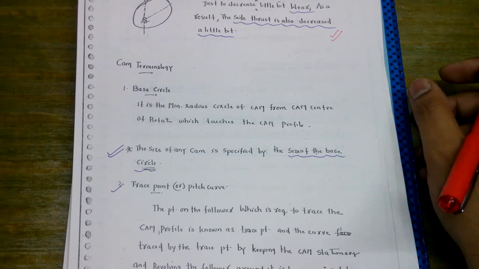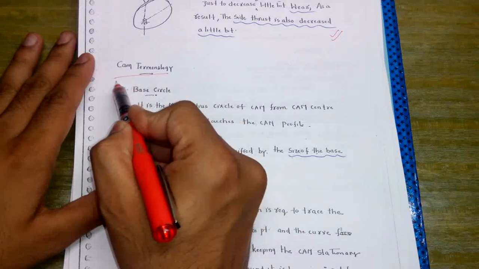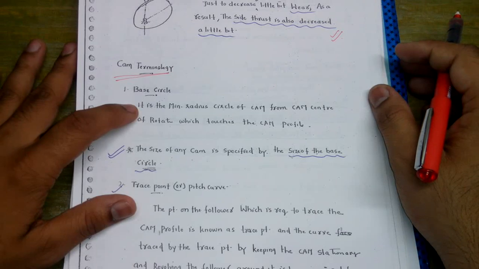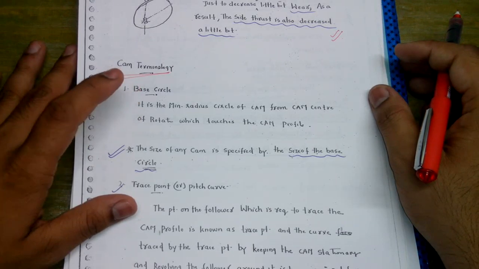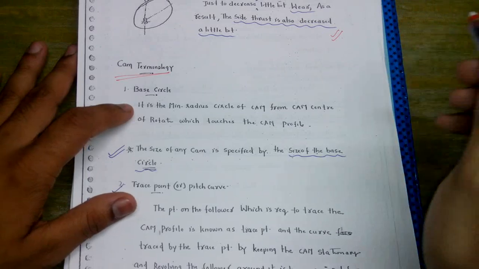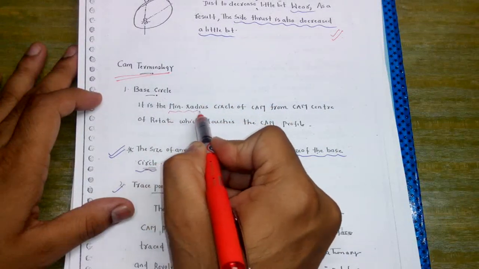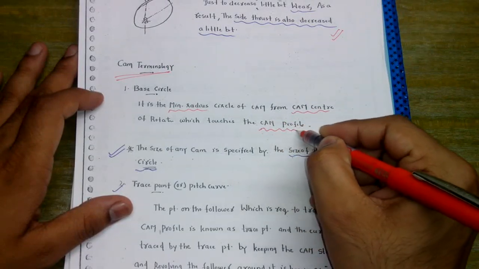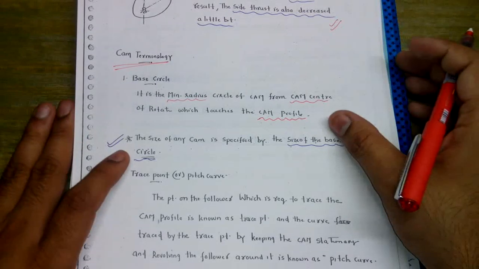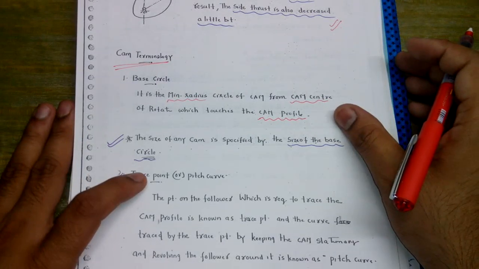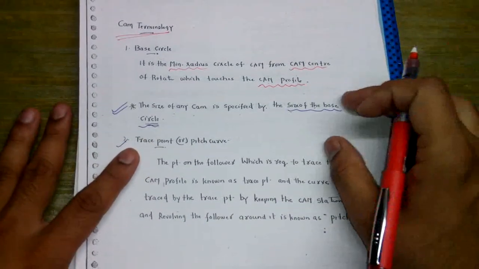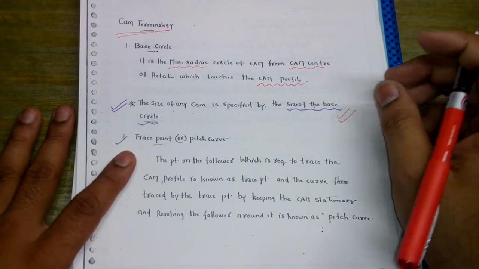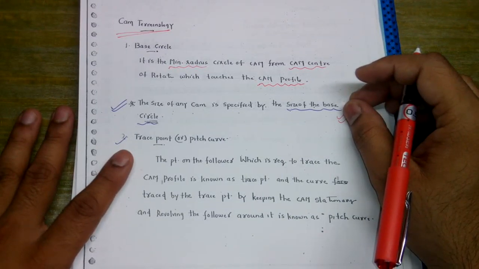Now we come to the important terminologies which are used in the cam chapter. The first is the base circle. The base circle is the minimum radius circle of the cam from the cam center of rotation which touches the cam profile. So this is the minimum radius circle drawn from the cam center such that it touches the cam profile, and the size of any cam is specified by the size of the base circle. Just as the size of the gear was decided by the diameter of the pitch circle, here the size of any cam is specified by the size of the base circle.